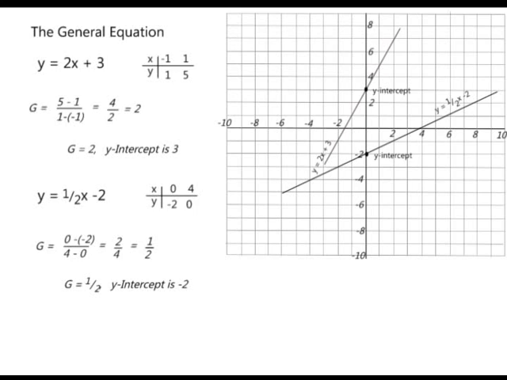In general, the equation of a straight line is given as y is equal to mx plus c, where m is the gradient and c is the y-intercept. All equations of straight lines can be written in this form, where m and c are known.